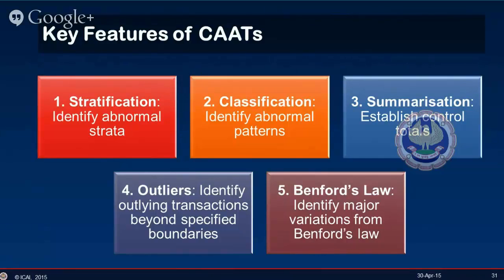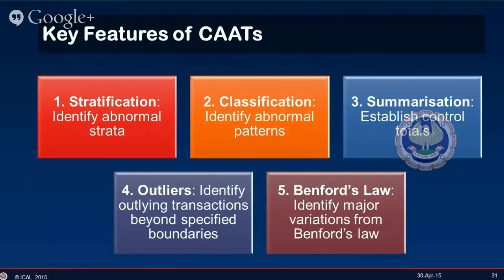For example, if I'm doing stratification of inventory based on the value, I would like to pick up stratification in terms of what are the inventory which is from 0 to 10,000, 10,000 to 50,000, 50,000 to 1 lakh, or 1 lakh to 5 lakh. So based on the stratification analysis, I'll be able to get what is the count, what is the percentage, and what is the total value. So this will help me to identify abnormal strata.